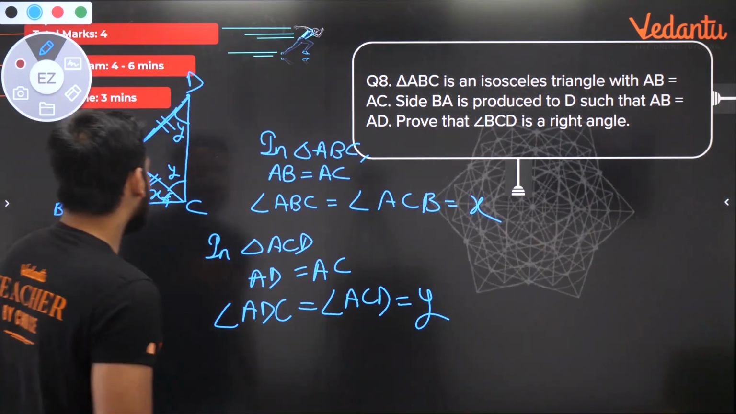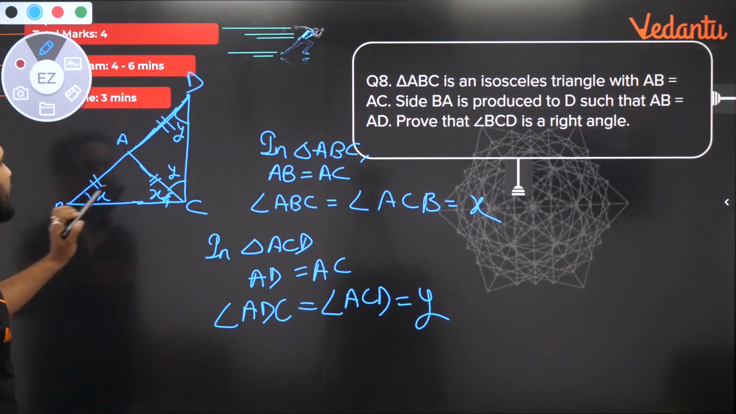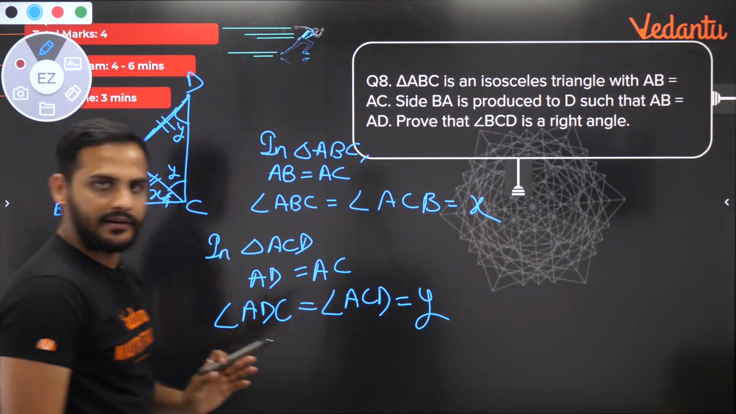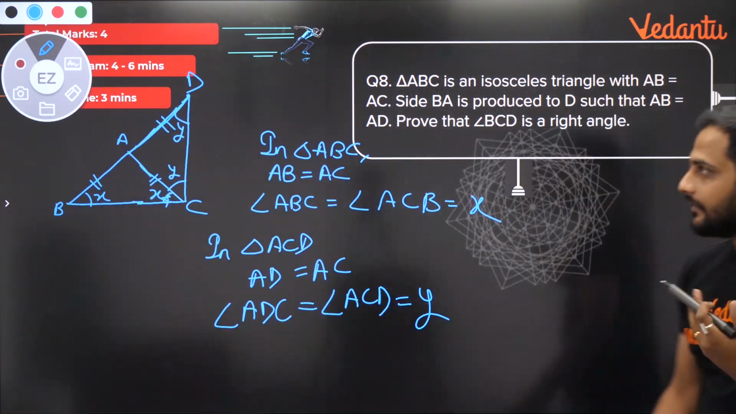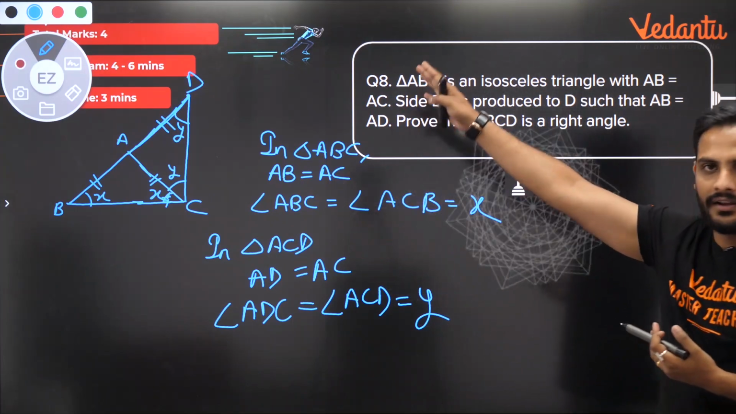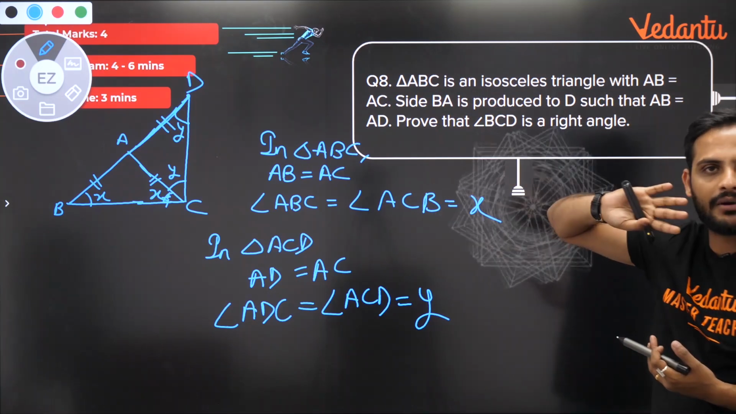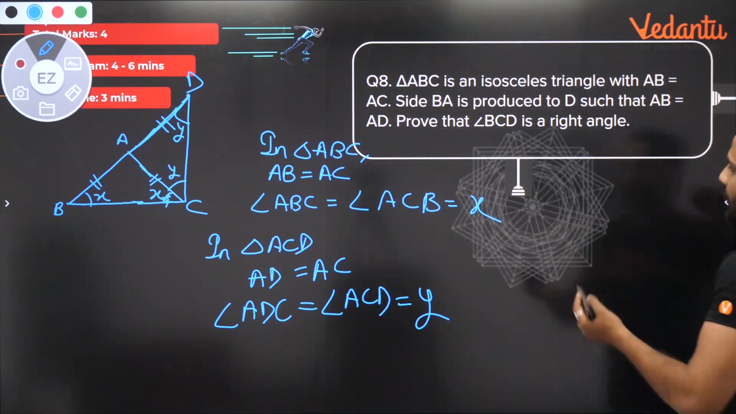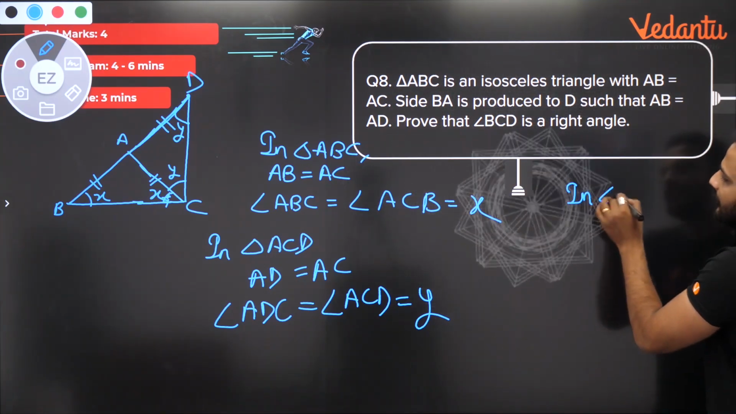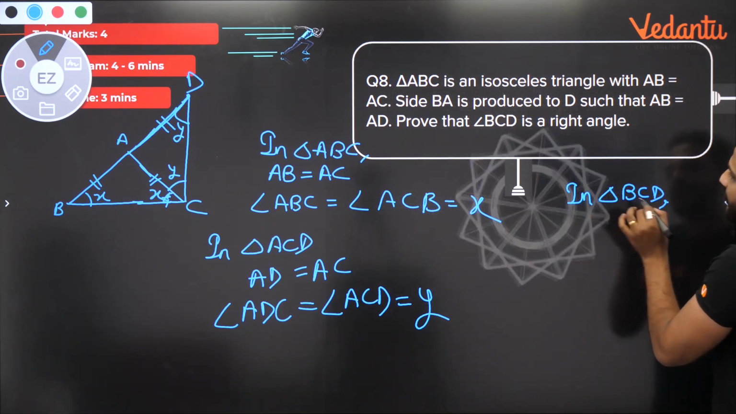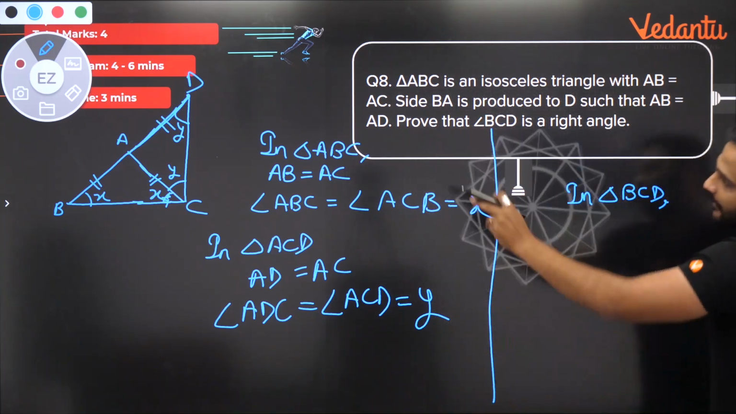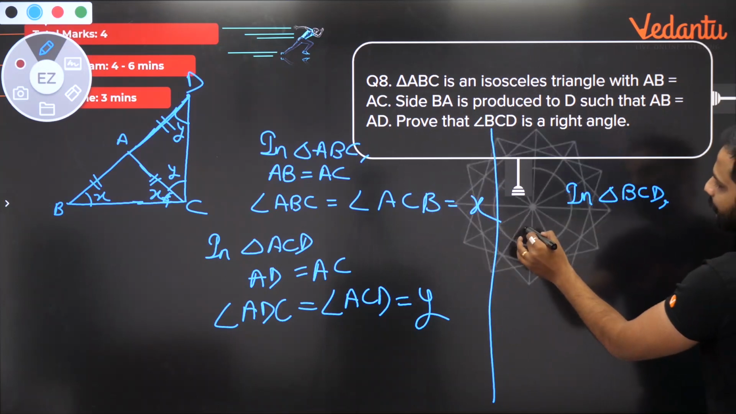Now we know that this triangle BCD is a right angle triangle. So in this triangle BCD, we know that the sum of all the three angles will be equal to 180 degree. Correct? So I know in triangle BCD, the sum of three angles will be equal to 180 degree. What are the three angles? Angle D is Y.